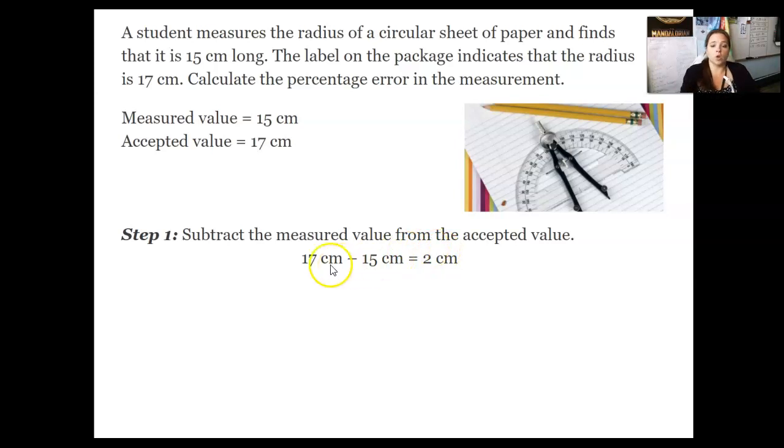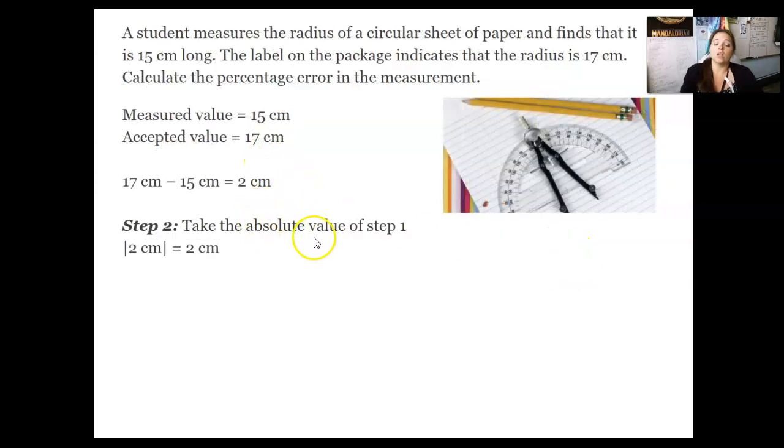All right, so 17 minus 15 is 2. It should be 15 minus 17 equals negative 2. But the next step is take the absolute value. So the absolute value of something is just taking the positive of it. So if it's negative, it's still going to be positive. If it's positive, it's going to stay positive. So in this case, a negative 2 would go to a 2 or a positive 2. So just make it easier on yourself and just subtract the smaller one from the bigger one, okay?